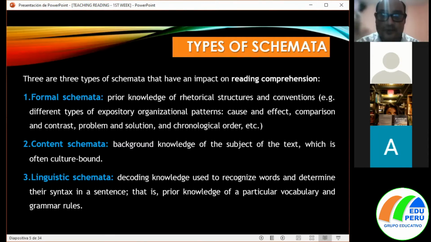I can understand it because we're not accustomed to these kinds of syntactical structures. So in the linguistic schemata, we have this knowledge, no? Decoding. Remember, decodify. You are going to decodify this knowledge that we use to recognize words and determine the syntax in a sentence. Some particular vocabulary too, and grammar rules. So notice the different types of schemata. All right? Don't forget about this term.